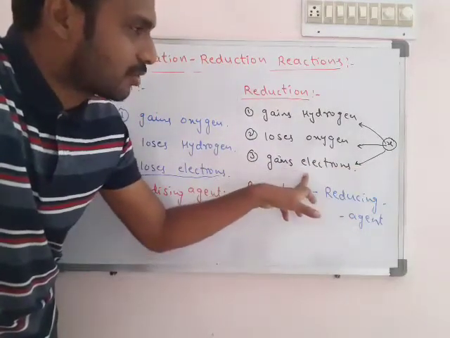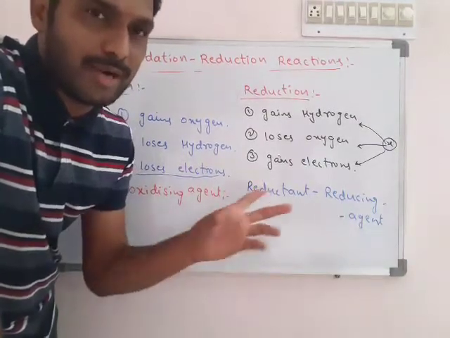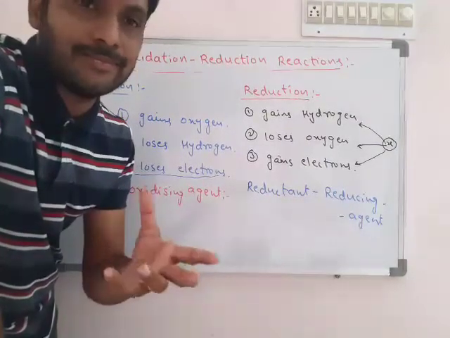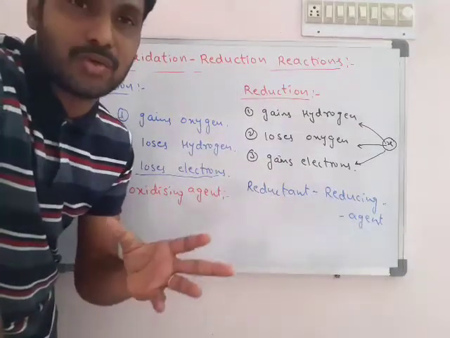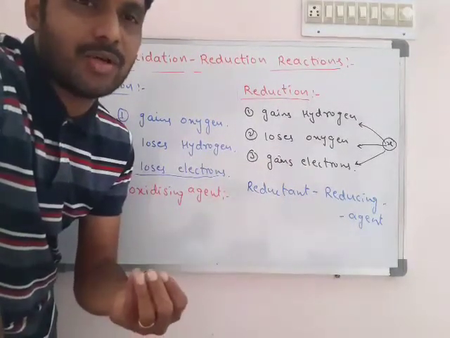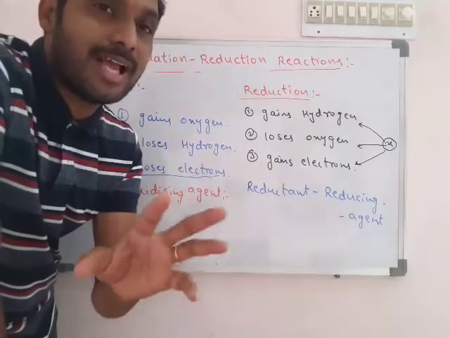If X gains electrons, it is reduced. For X to be reduced, it must gain electrons. But how does it gain electrons? Some other species should be there which is ready to donate the electrons.